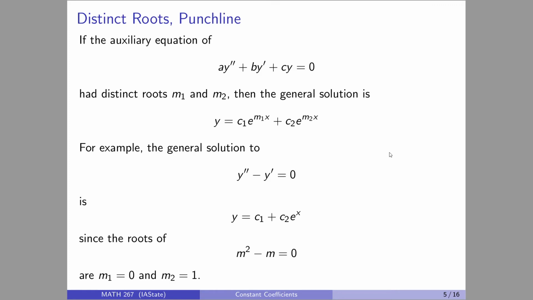so no surprise there. So for example, y double prime minus y prime equals 0, the general solution, c1 plus c2 e to the x. The auxiliary equation is m squared minus m. The roots of that are 0 and 1.